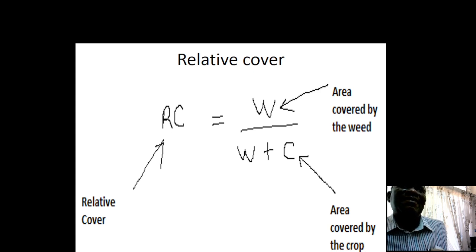Another method, which is more or less similar to Croft and Spitters, uses what is known as relative cover. This one you can just estimate whilst you are walking in the field. You can estimate area covered by the weed, then area covered by the crop. Then relative cover becomes area covered by the weed over area covered by the weed plus the crop.